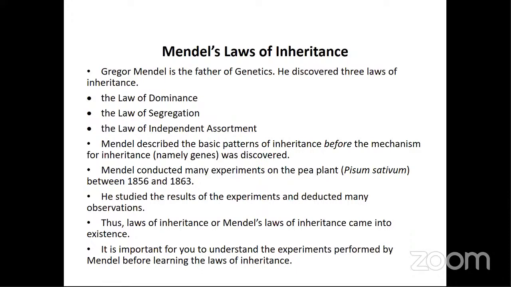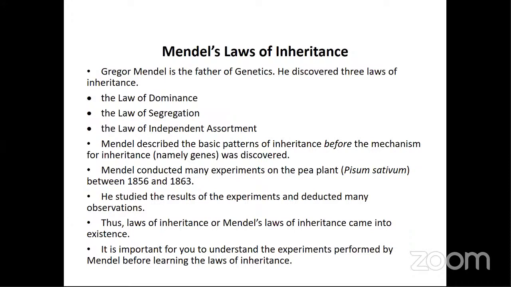Mendel conducted many experiments on the pea plants. Mostly he used pea plants, Pisum sativum, and he carried out these experiments between 1856 and 1863. He studied the results of the experiments and deduced many observations. It was during his experiments that he came up with the laws of inheritance, or Mendel's laws of inheritance. It is important for you to understand the experiments performed by Mendel before learning the laws of inheritance.